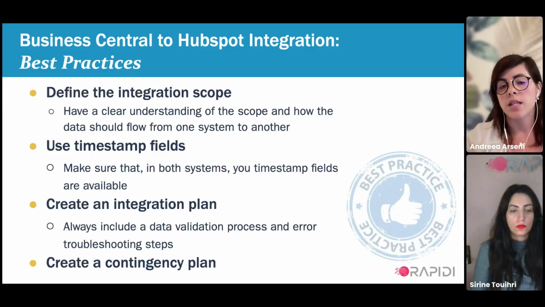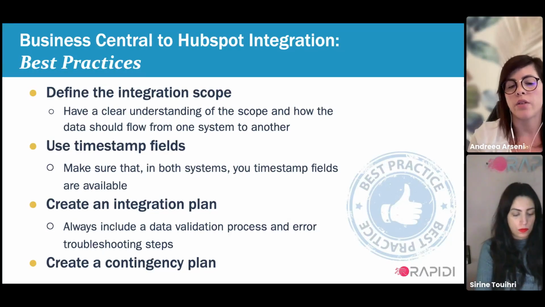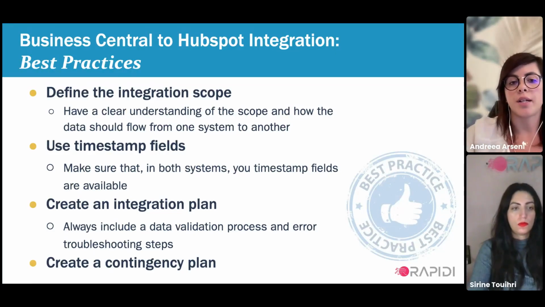And of course, the second part would be error troubleshooting steps. Make sure you have that in your plan, so then if you run into errors, then you will be able to troubleshoot and understand where they are coming from. And last but not least is the contingency plan. So in case something doesn't go according to your plan, then also think about what would you do in that specific situation, and take action accordingly.